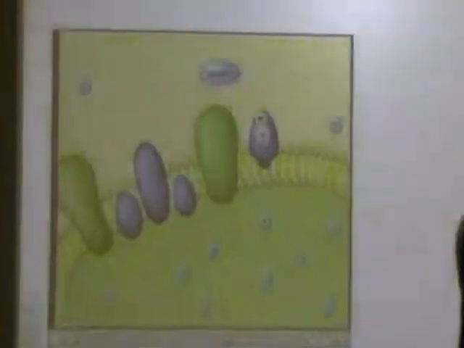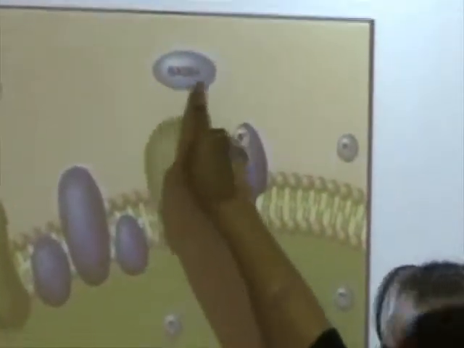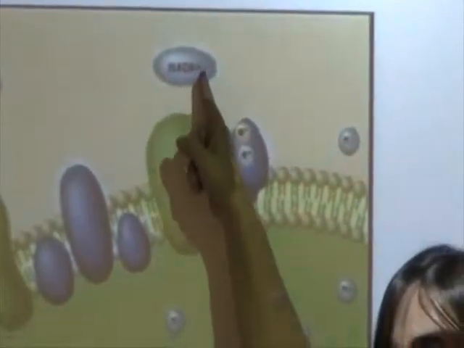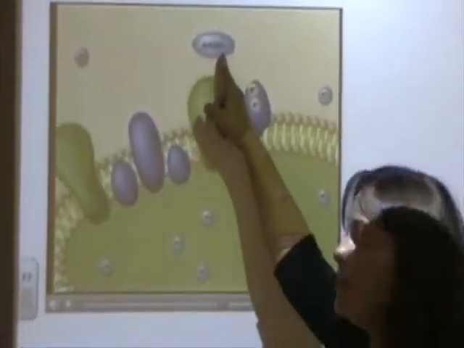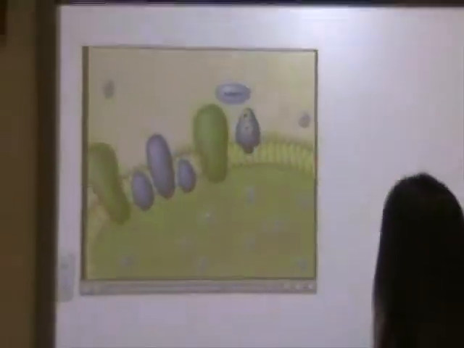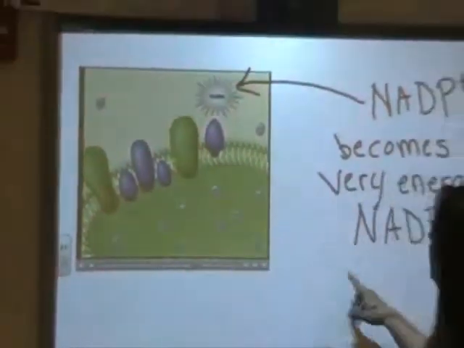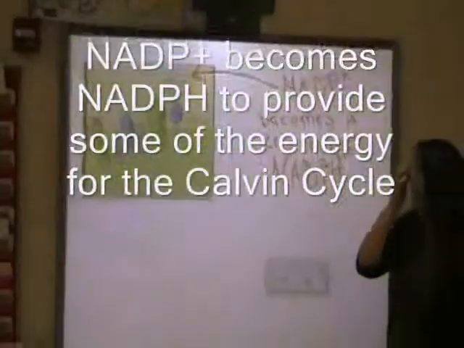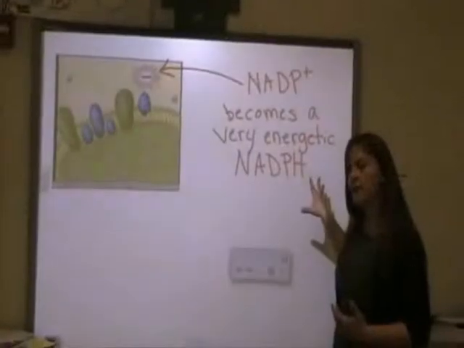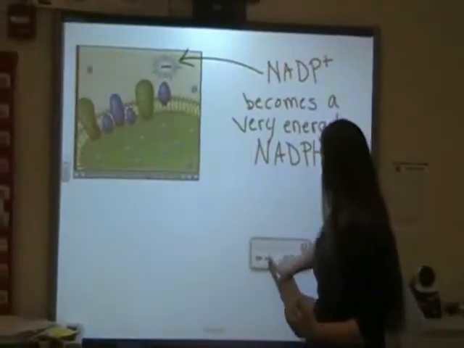And what that's going to do is it's going to take a low energy molecule. This is known as an electron carrier molecule, NADP+. And when it comes here, it's going to become NADPH. It's going to be a very high energy molecule. And this is going to provide some of the energy to the Calvin cycle.